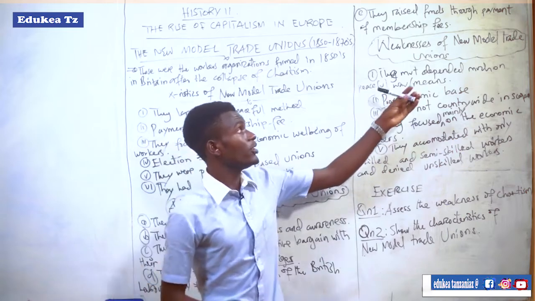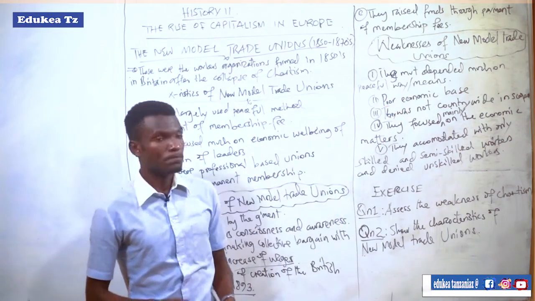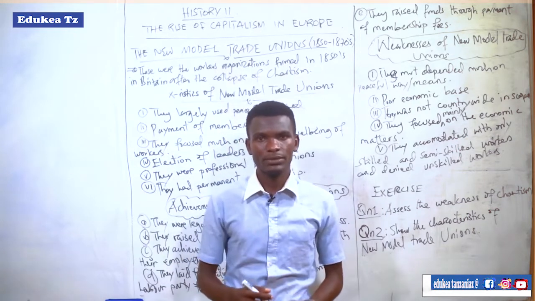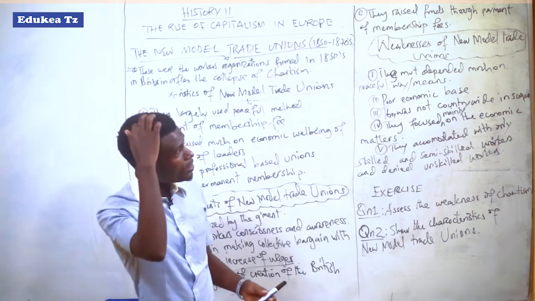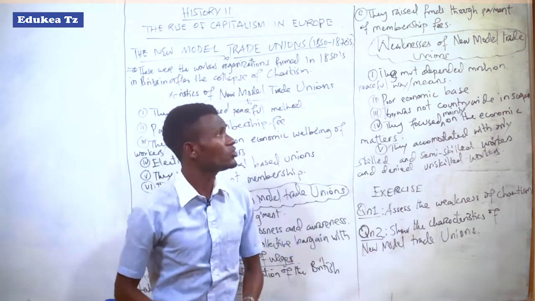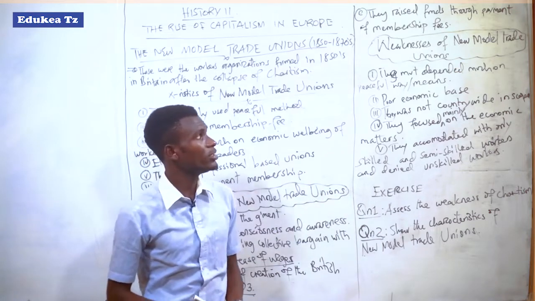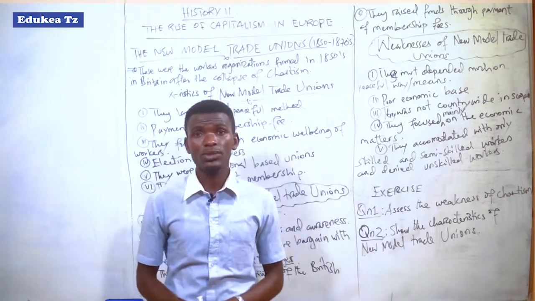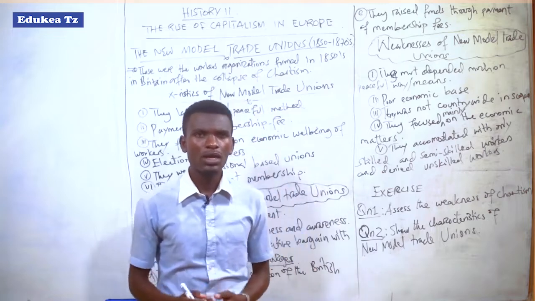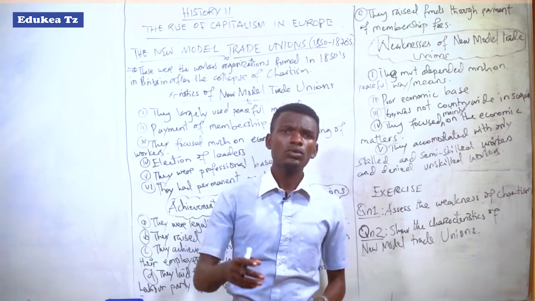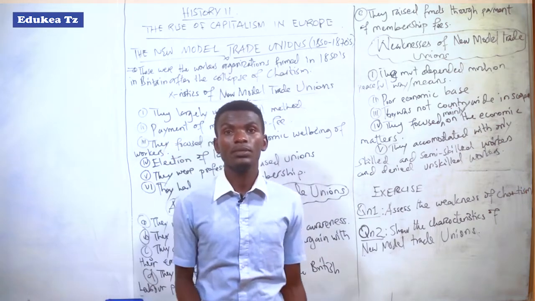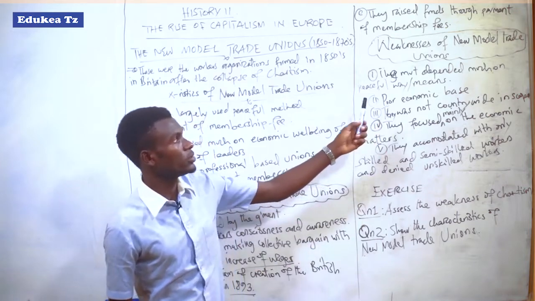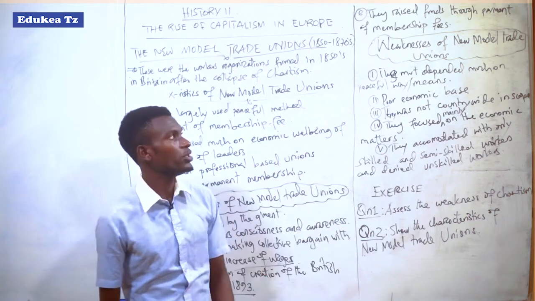So those new model trade unions learned how to use professional techniques and new means. This led those new model trade unions to fail to some extent, because using a peaceful way to some extent was slowing down the achievement of some demands from the employers. So this was the weakness of new model trade unions.